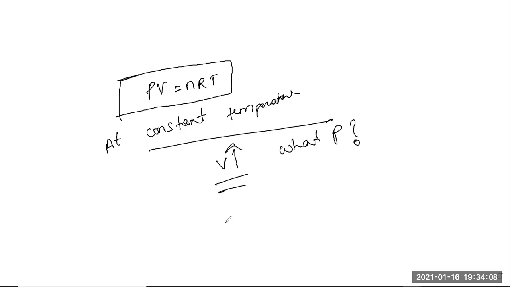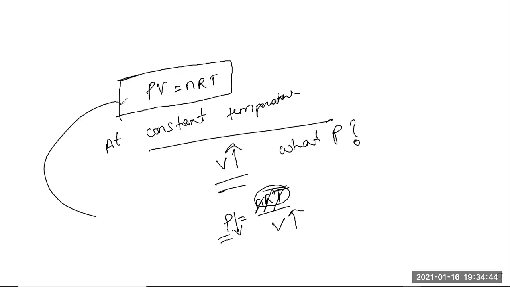See, very simple. PV is equal to nRT, right? So P is equal to nRT divided by V. Now I said temperature is constant, so temperature is not changing. R is always constant, and n is also constant because it is the same gas. So this entire thing is a constant value. If I increase the volume, the pressure will decrease. That's very important. So at a constant temperature, if you increase the volume, pressure will decrease.